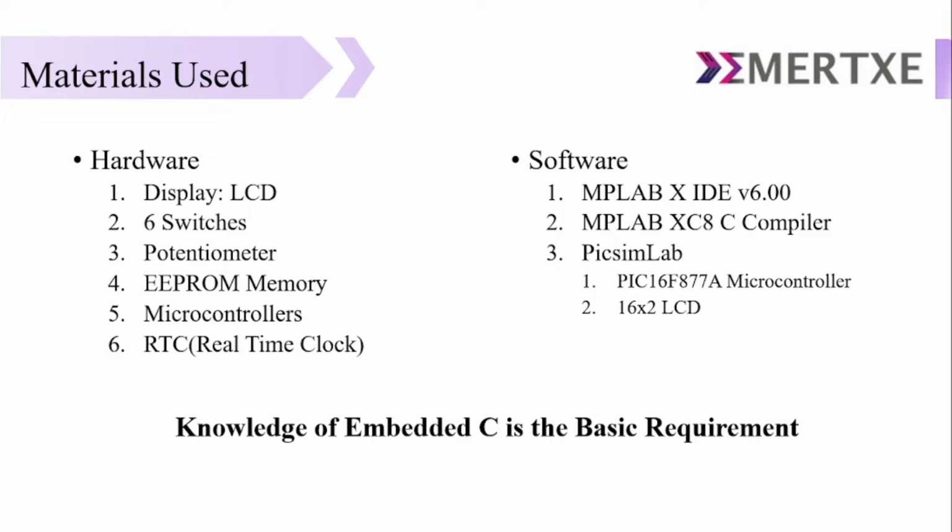Moving on to the materials used in this project. For the hardware part of the system, we will use an LCD display, 6 switches, potentiometer, memory, microcontroller, RTC, real-time clock. As for the software part of the system, we are going to use MPLAB X IDE version 6.0 and MPLAB XC8 C compiler. For the simulation of the system, we are going to use PICsimLab.